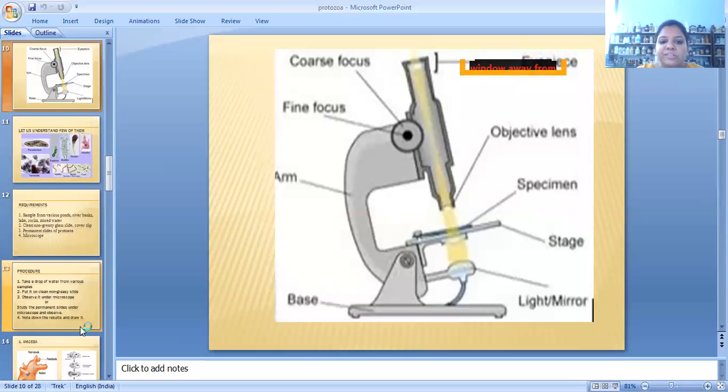Now, here is the skeleton of the microscope. You are all very familiar with the microscope and how it works, but since in this practical we have to do microscopic observation, let us be clear how we will place the slide. Here on the stage, we are going to place either the permanent slide or the prepared slide, and then with the help of focusing, we will be able to observe through the eyepiece the protozoa we are going to study.